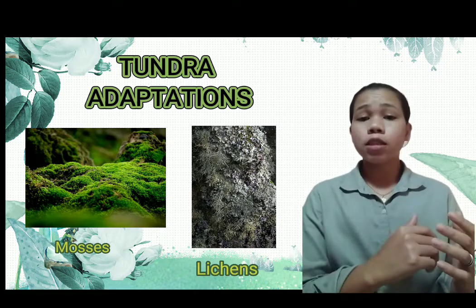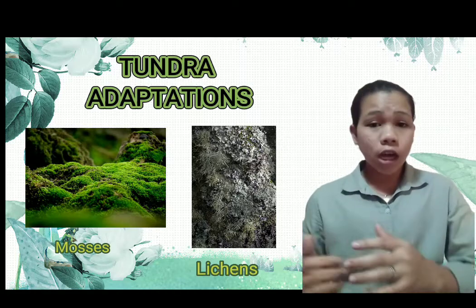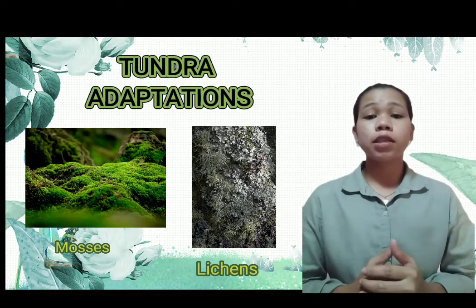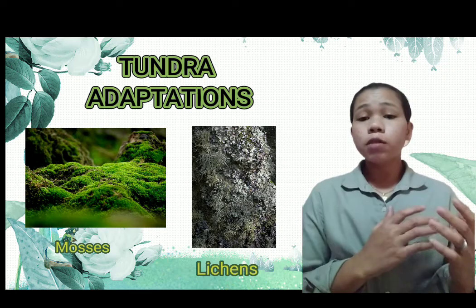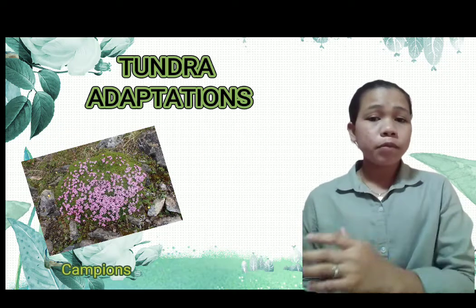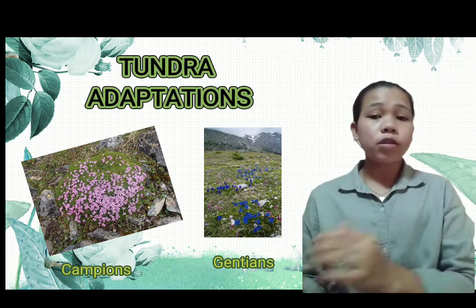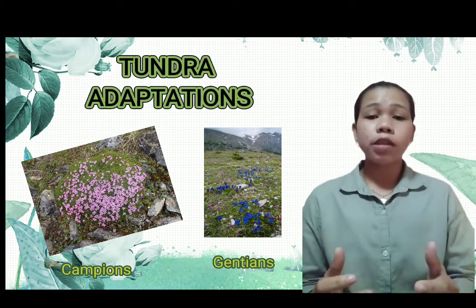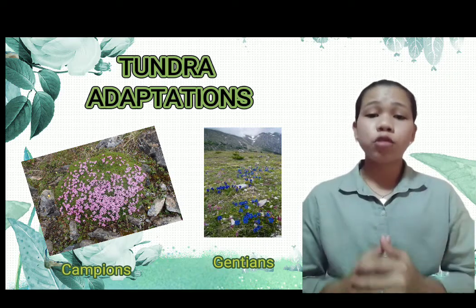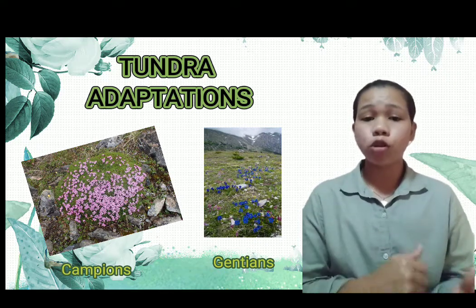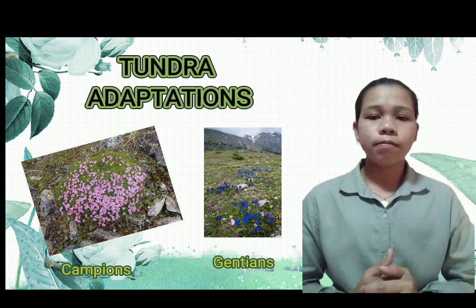The soil is thin, so plants have wide, shallow roots to help anchor them against the icy wind. Most plants, such as campions and gentians, are short. Growing close to the ground keeps the plants out of the wind and helps them absorb heat from the sunlit soil during the brief summer.